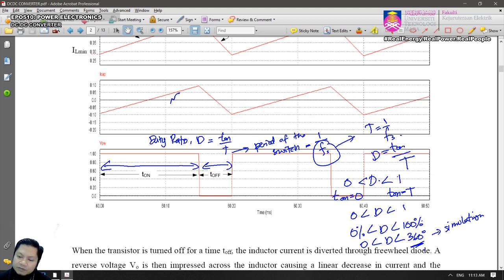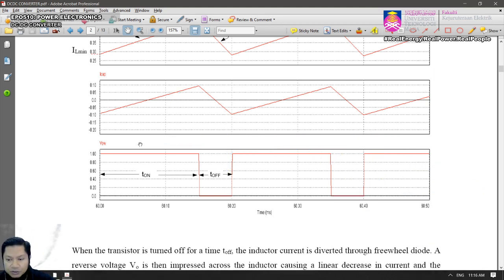So which means if you have 0.5, duty ratio is 0.5, so that also equals to duty ratio of 180 degrees, right? D equals to 0.25, which is D equals to 90 degrees. Right? So this is duty ratio.